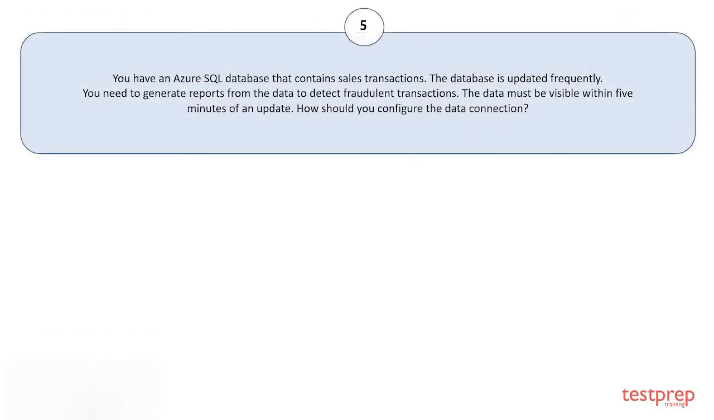Question number 5. You have an Azure SQL database that contains sales transactions. The database is updated frequently. You need to generate reports from the data to detect fraudulent transactions. The data must be visible within 5 minutes of an update. How should you configure the data connection?